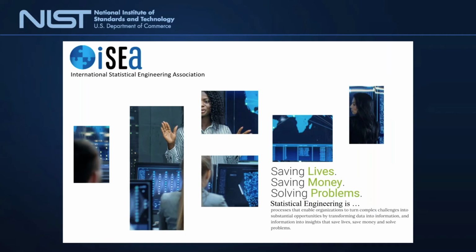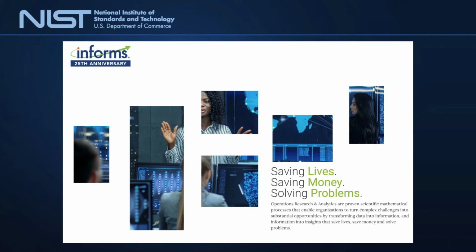Now I come back to this mock-up of what a web page might look like for ISEA. I offered this as this might be ISEA's web page, but this is not ISEA's web page. In fact, this is INFORMS's web page, the Institute for Operations Research and Management Science. This is exactly what they aim to do: save lives, save money by solving problems. And it's not statistical engineering that is this process that enables organizations to turn complex challenges into opportunities, but rather it's operations research and analytics. These are proven mathematical processes that do this.